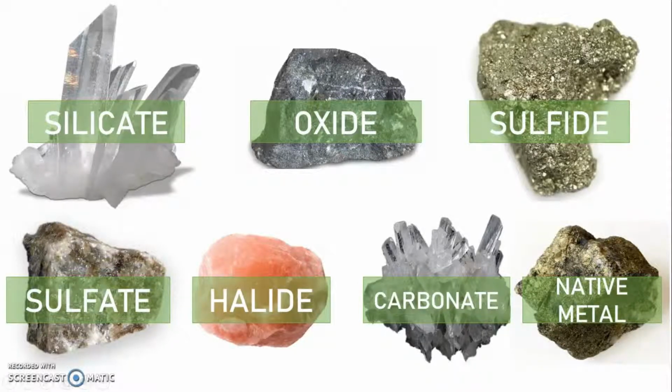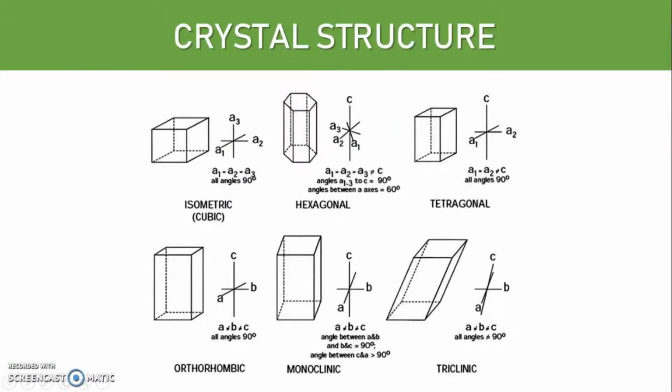So to proceed, we have the crystal structure of the minerals. Crystal structure is dependent on the chemical composition of the minerals, and similar chemical compositions often share the same crystal structure and generally belong to the same crystal system. There are 6 crystal systems.